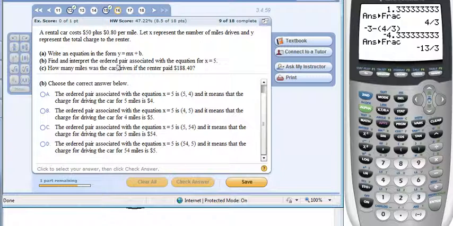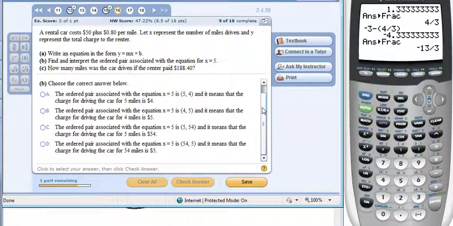It says find and interpret the ordered pair associated with the equation for x is equal to 5. Okay, so if x is the number of miles driven, then the ordered pair associated means that the charge for driving the car for 5 miles is so many dollars. Okay, could it be $4? No, because we've got this surcharge of $50 here.